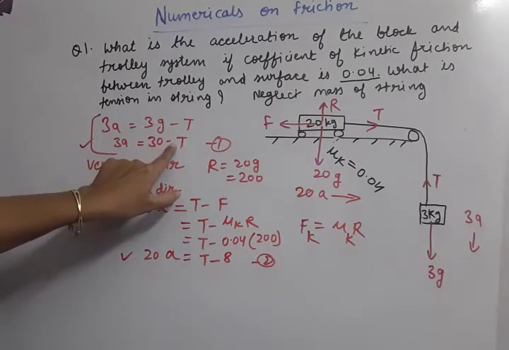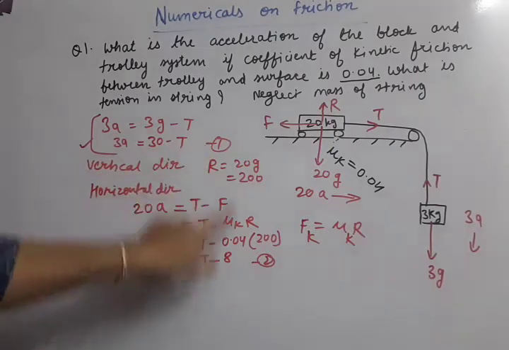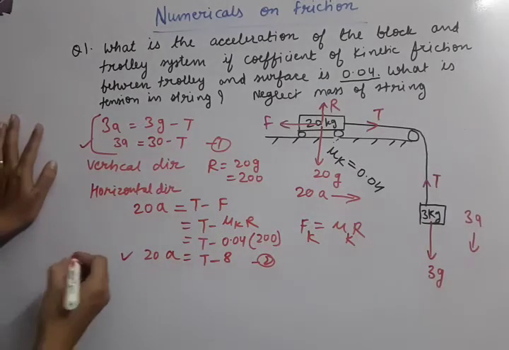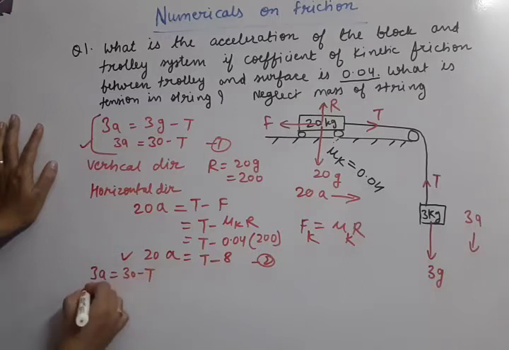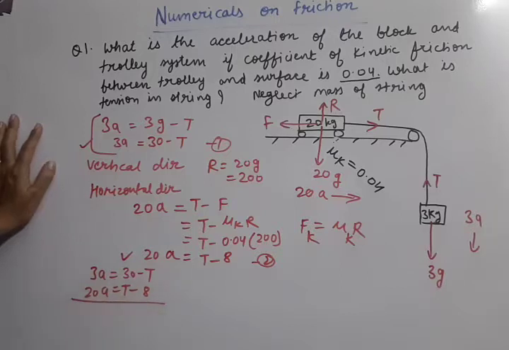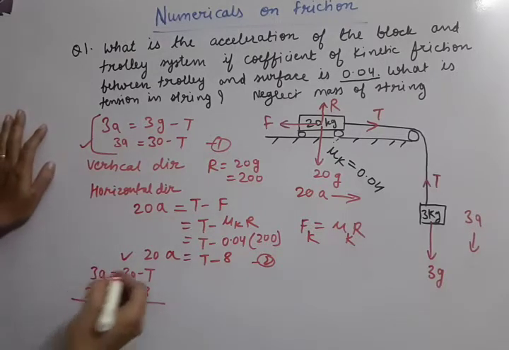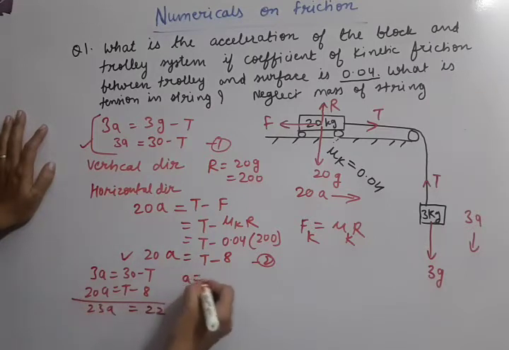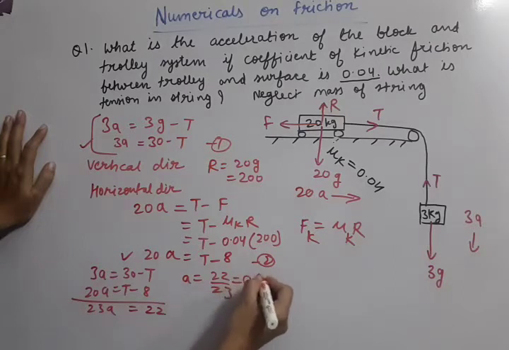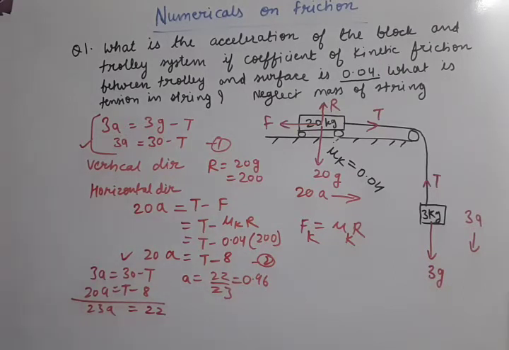You can see minus T is here, plus T is here. So let us add the two equations. 3A equal to 30 minus T and 20A equal to T minus 8. I am adding these two equations. As I add, T and T will get cancelled. 30 minus 8 is 22 and here it is 23A by adding. So the A answer has come 22 upon 23, which is almost 0.96.